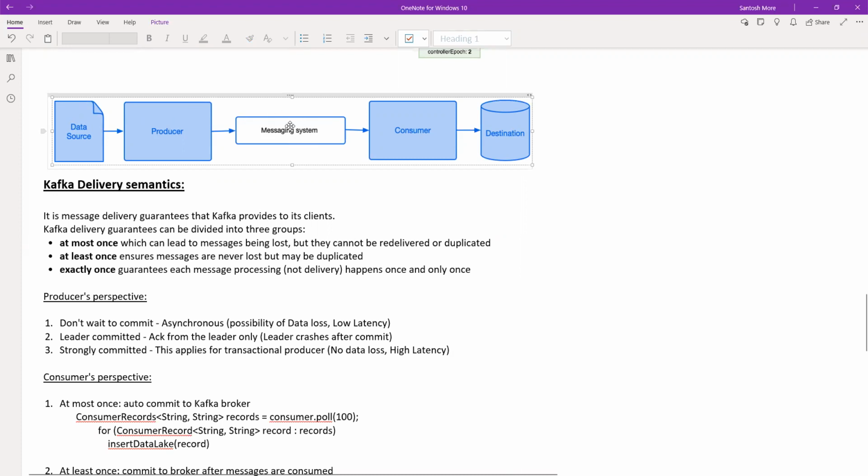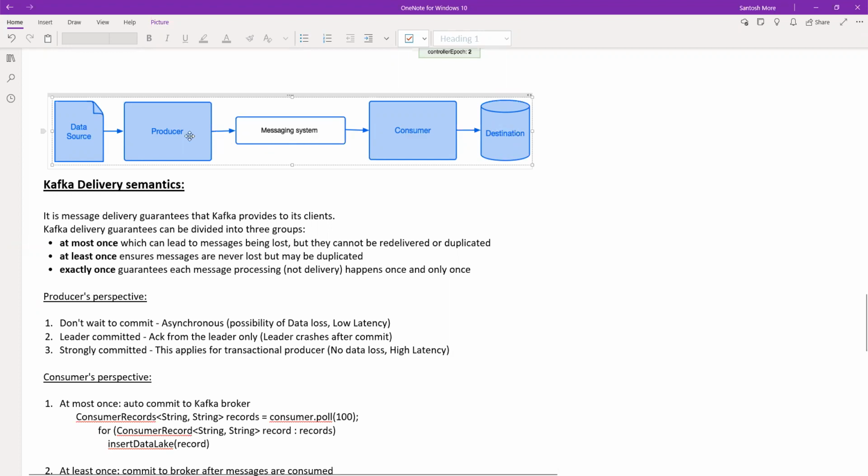So this is our Kafka, which is a messaging system over here. The producer interacts with the data source to get all the events, and these events are converted to messages and stored in the message system. And the consumer consumes all these messages, and then uses these messages and stores them to some other destination. So this is usually what happens if we are using a data pipeline, right?